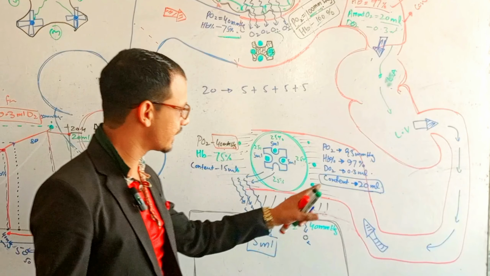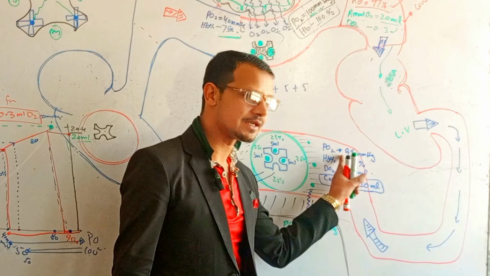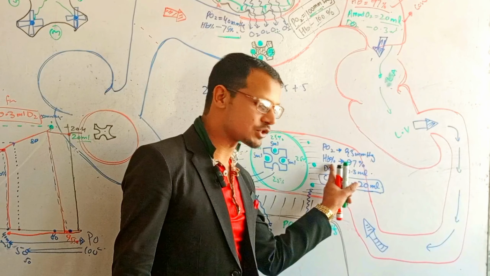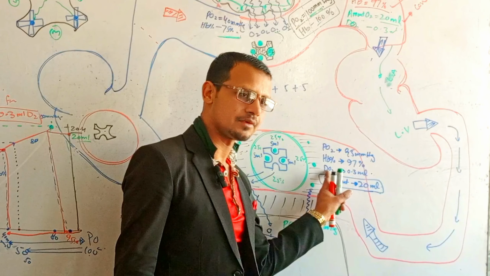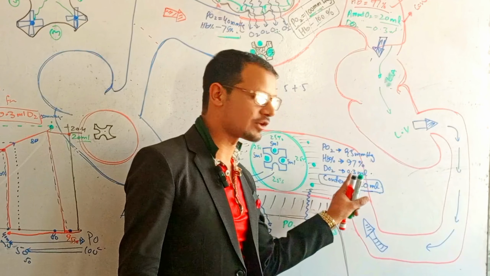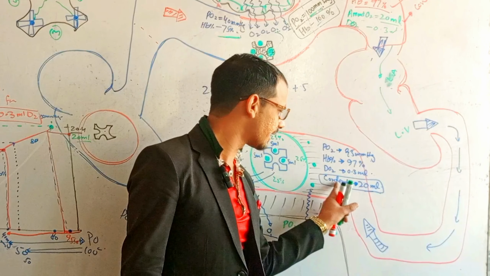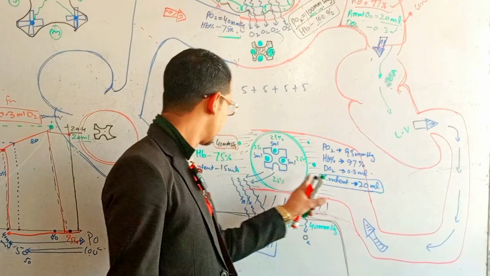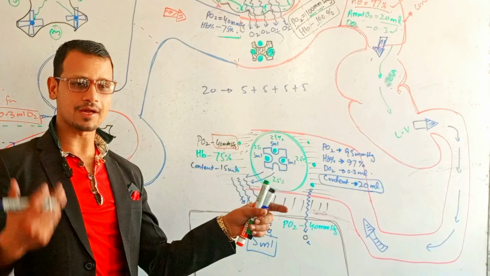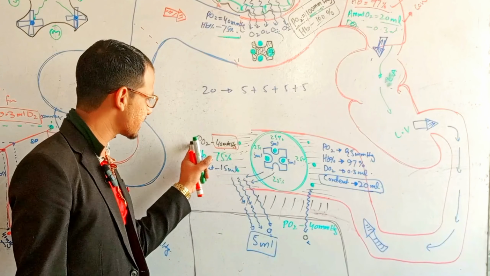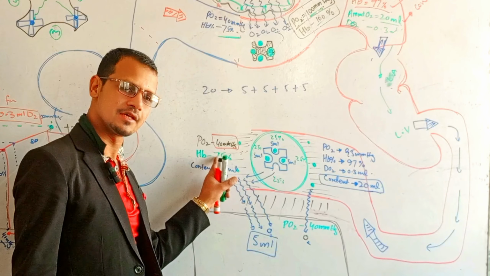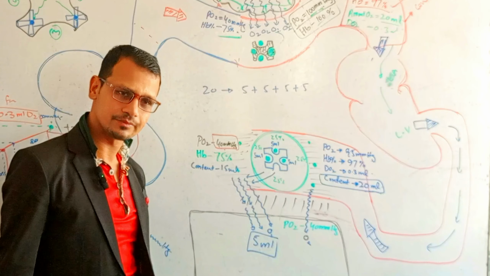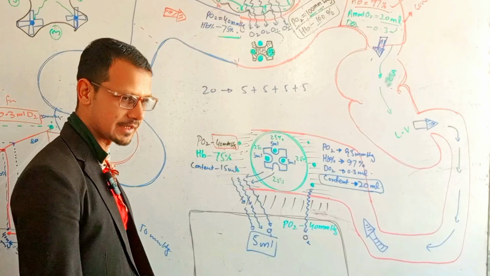At the entry point, the partial pressure was 95, the saturation was 97, the dissolved oxygen was 0.3 ml and the content was 20 ml. Here, at the exit point, the partial pressure is 40 mm of Hg, the saturation is 75%, and the content is 15 ml, right?